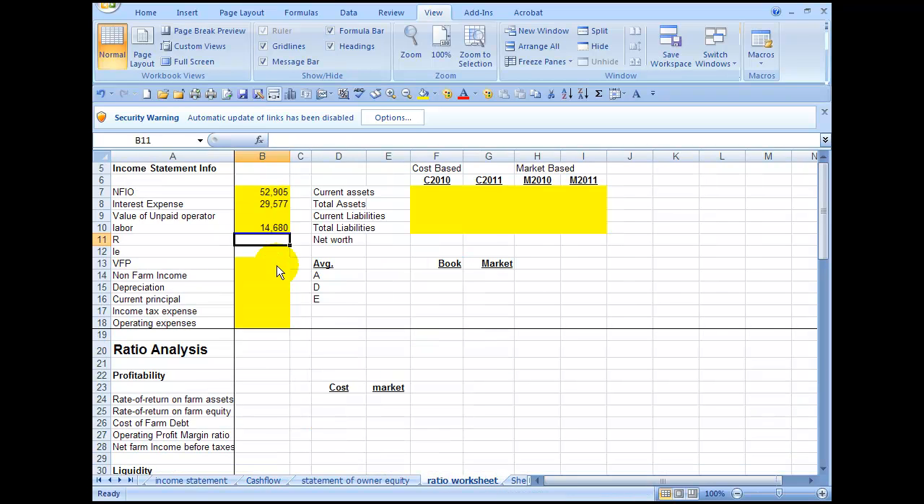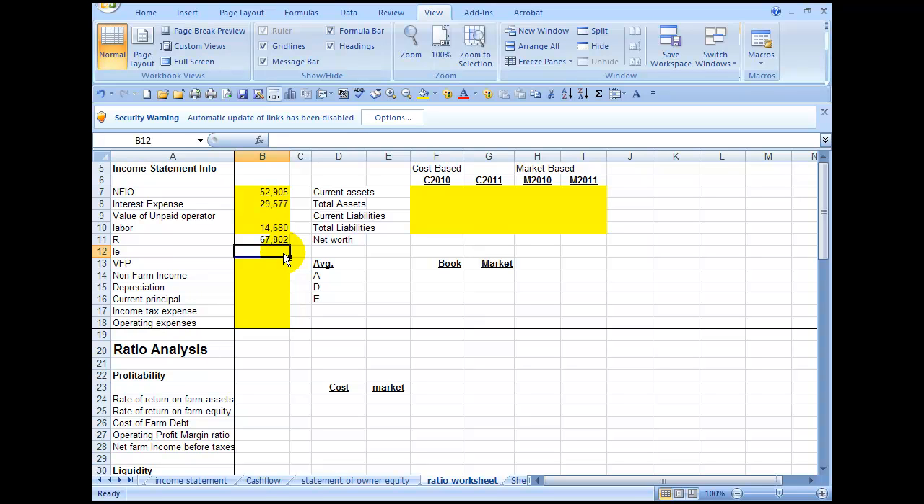And then R is your return to assets as a dollar amount. And this is your net farm income from operations, plus interest expense, because this is really before we deduct the interest, so we already deducted it, let's add it back in. And then minus the value of unpaid operator labor. So if they were just employees and we paid them, we subtract that out. So the assets, we made $67,802.